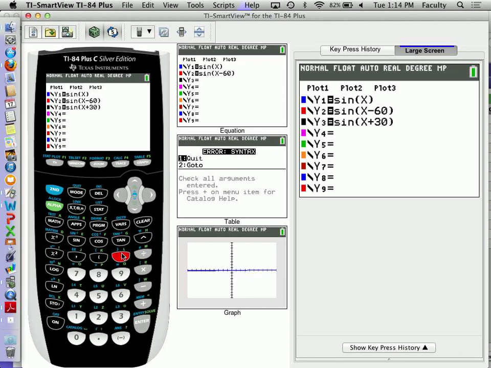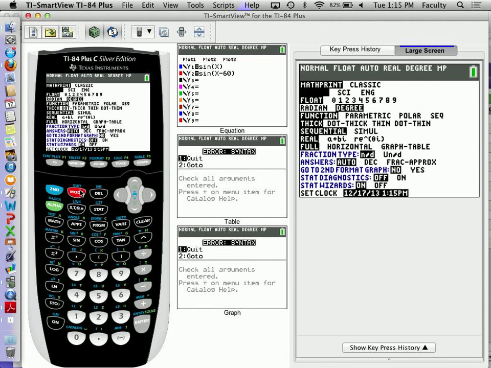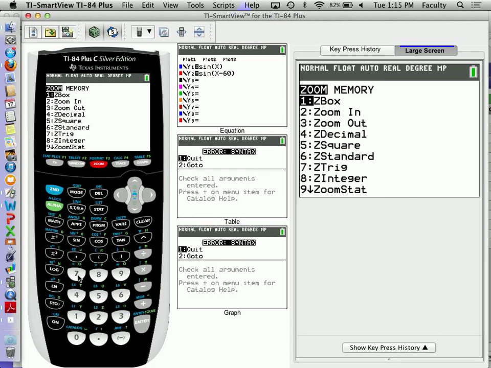So I want to do this one in degree mode. So check your mode. I'm going to check my mode, I'm in degree mode. Now do zoom trig.